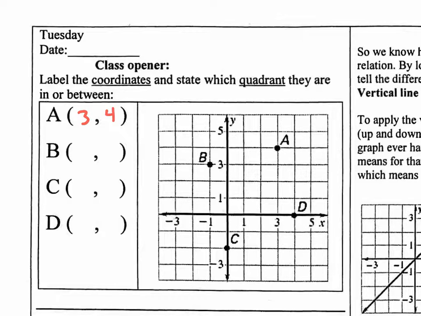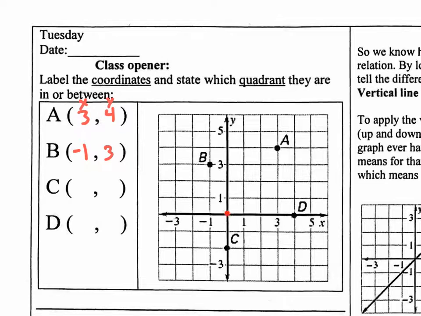Remember, these are ordered pairs. You have your x on the left side, your y on the right side. Let's go to point B. From the origin, you go -1 on x and +3 on y. So B is really -1, 3.